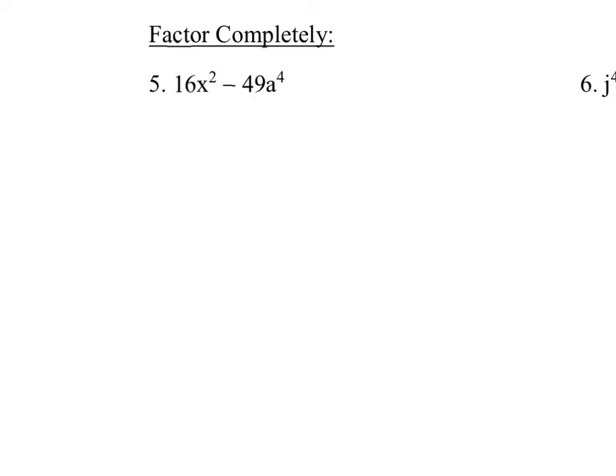So you have to think, what can I do to this polynomial to factor it, to break it up into two things that multiply back to it. And when I look at this, I notice that it's subtraction, and I also notice that 16 is perfect, x squared is perfect, 49 is perfect, and a to the 4th is perfect. Now because that's the case, I can actually break them up using the difference of two squares.